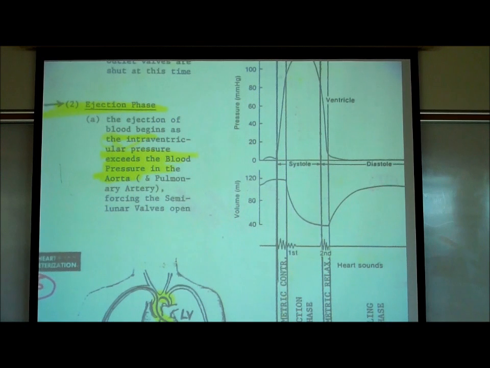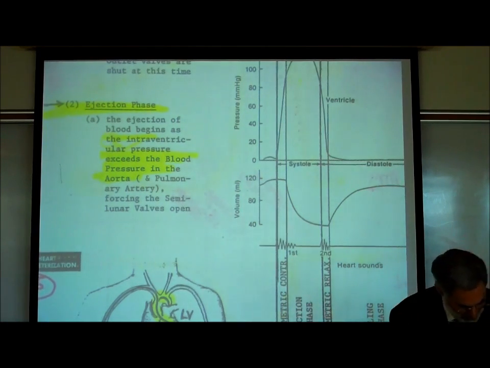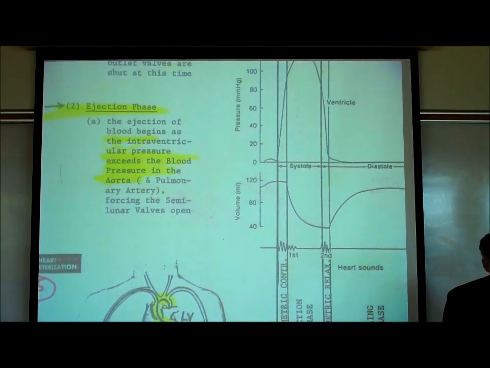Now, later today, we're going to show you what happens when somebody has systemic hypertension. Because when they have abnormally high blood pressure in their aorta and systemic arteries, the left ventricle has to work a lot harder to get the door open. And that's why high blood pressure puts an increased workload on the left ventricle. We'll get to that. Thank you very much. We'll use the same guys a little bit later.